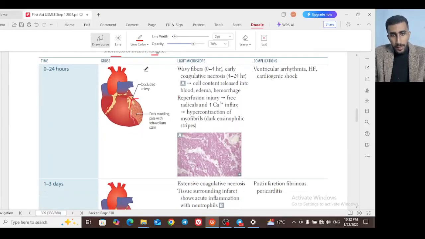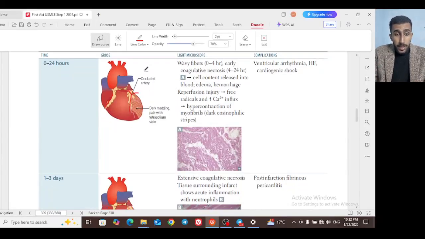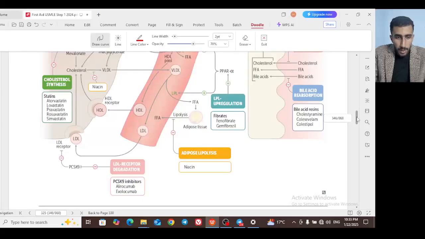This next page is very important because it shows up a lot on the exams. There are changes both in the gross appearance of the heart, first, then on light microscopy, and the complications that occur. Each has a timing, so the timing is very important. You will encounter this in a lot of questions. The first period is the first 24 hours, and then from 1 to 3 days.